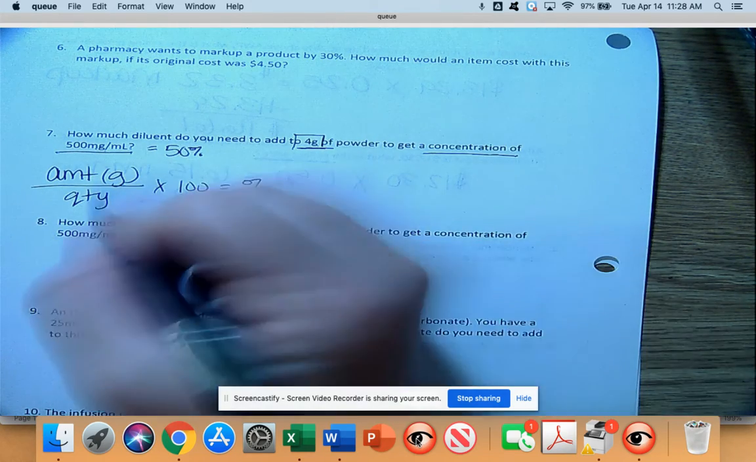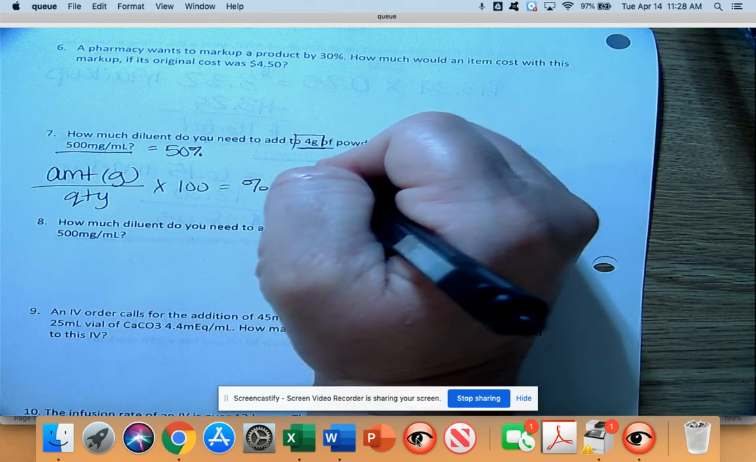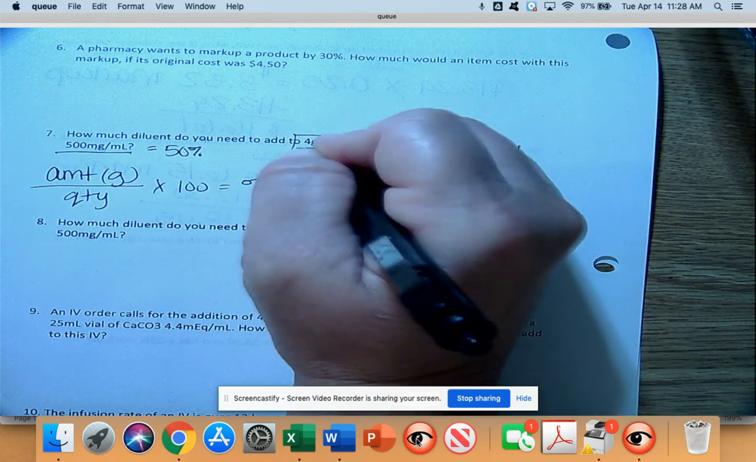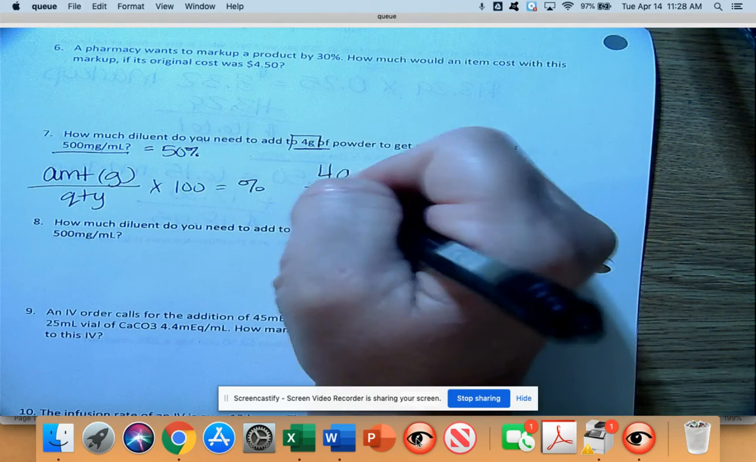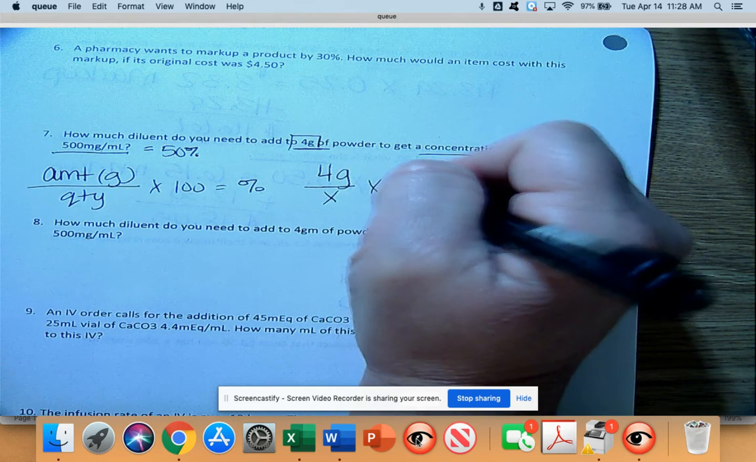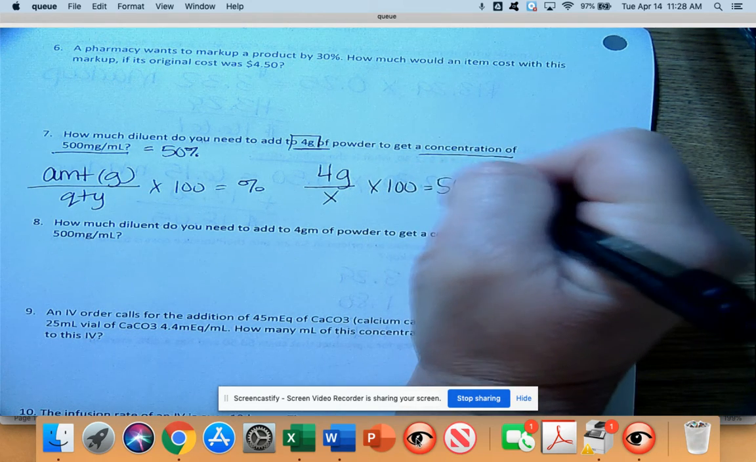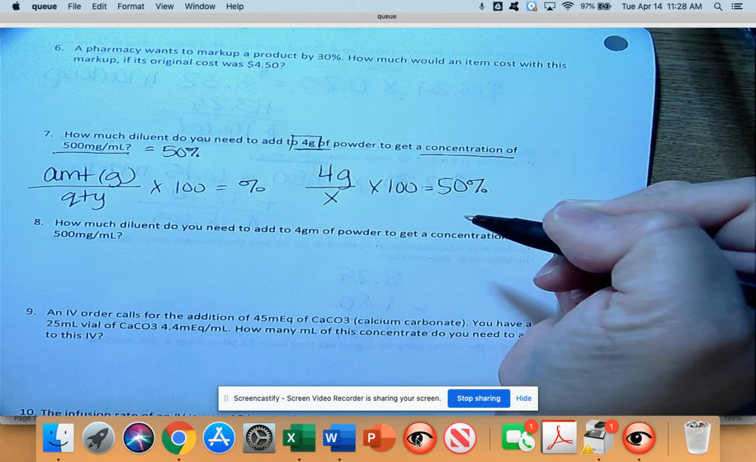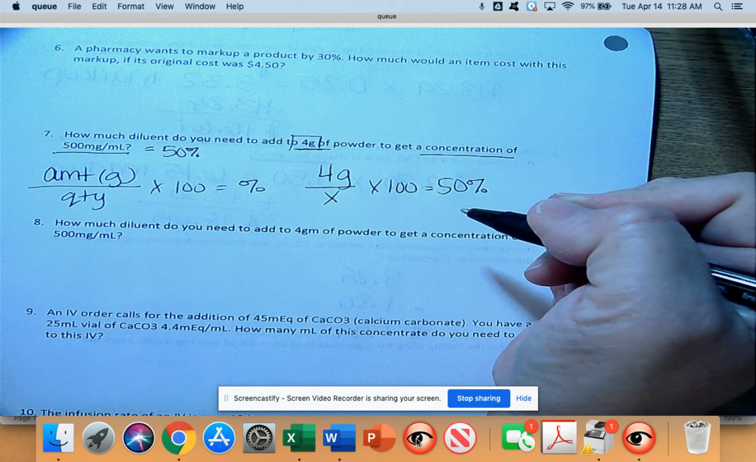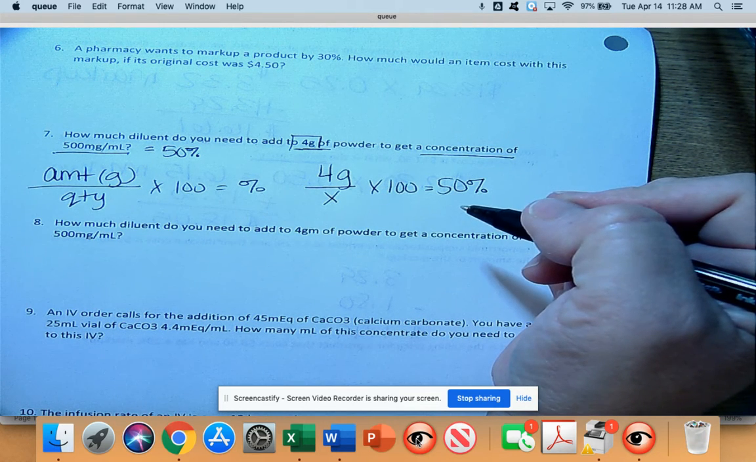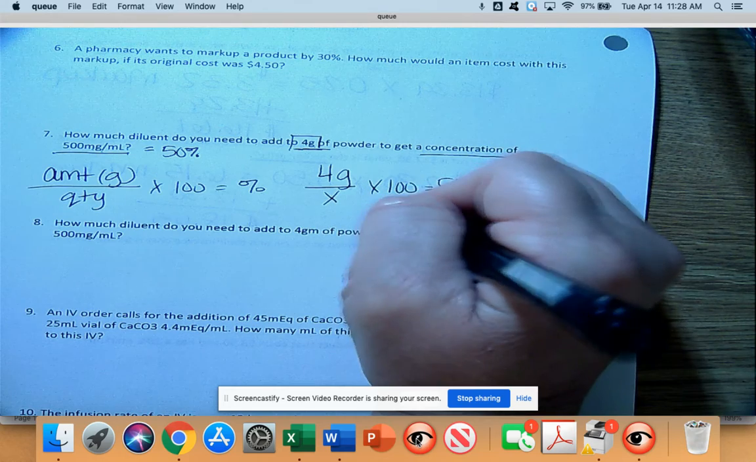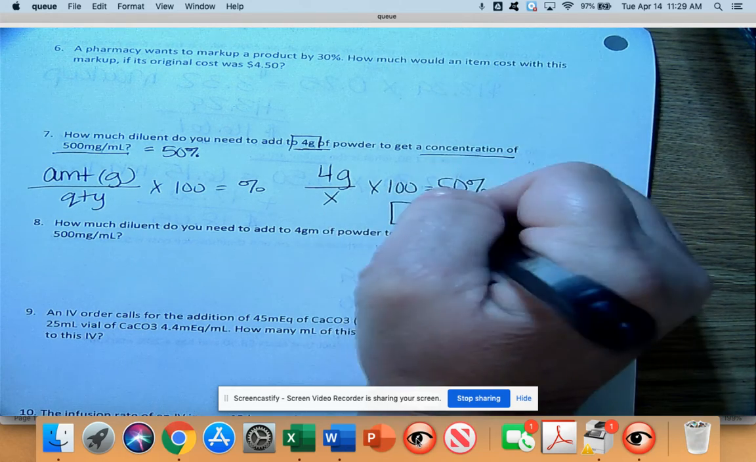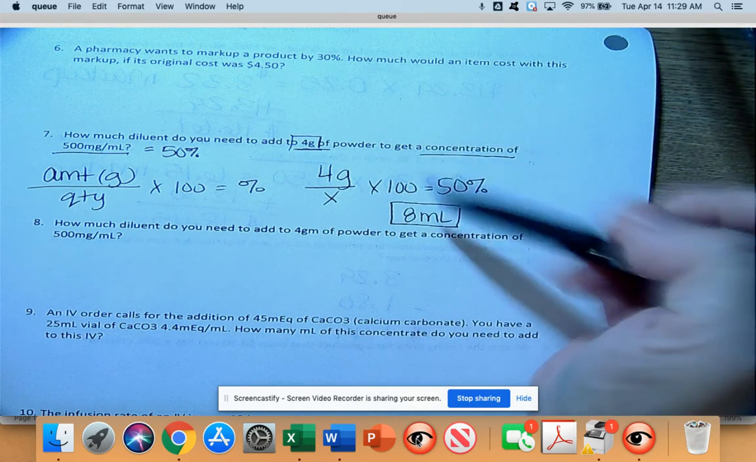So if I wanted to use the formula here, I would simply input 4 grams, because that's my amount of drug. I don't know my quantity, times 100 is equal to 50%. Then you would solve it here, and your answer is actually 8 milliliters, because that's how much water or diluent, however we're going to dilute this down, that we would need.